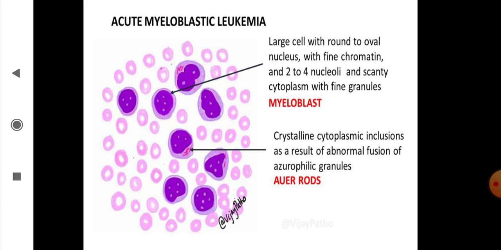The most important feature in acute myeloblastic leukemia are the Auer rods. Always when we focus slides for practical spotters, we focus the Auer rod with other abnormal myeloblasts for you to easily identify it as acute myeloblastic leukemia. In the cytoplasm you see crystalline cytoplasmic inclusions. These are nothing but the azurophilic granules which have clumped together, and they appear as needle-like structures which you call Auer rods.